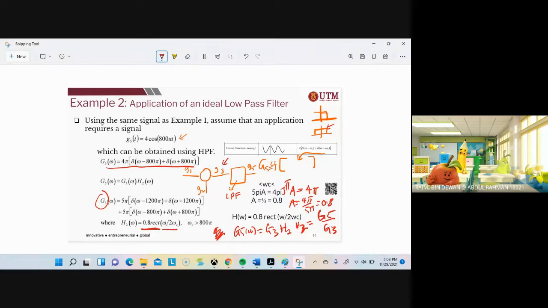And why is it rectangular? Because it's a rectangular function. And then it's omega over 2 omega c. And this one correction, I already said just now.